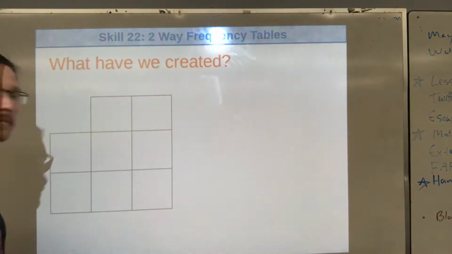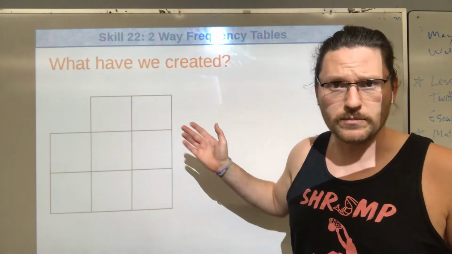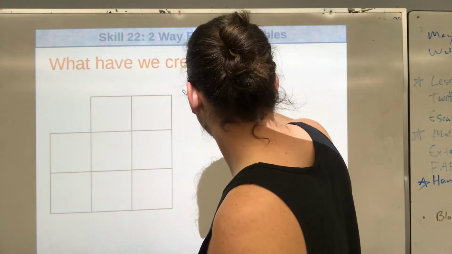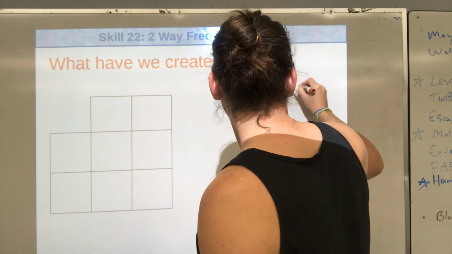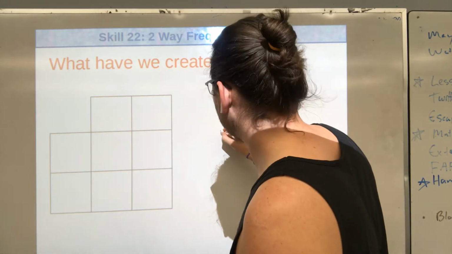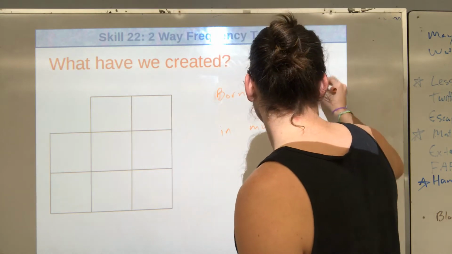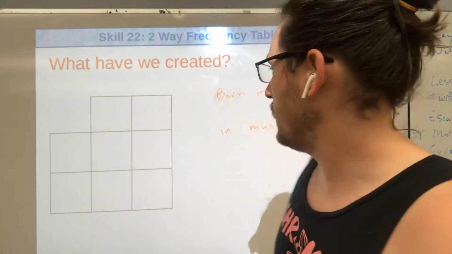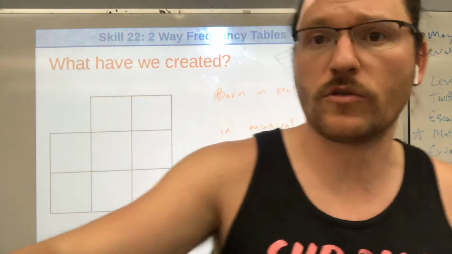Okay? We're basically going to start looking at these things called two-way frequency tables. So I want you in your mind to answer 2 questions, okay? Were you born in Seattle? Okay, that's a yes or no question. And were you going to be in the musical? Okay, each one of those questions can be expressed by a yes or a no, and we can basically put that data into a table that we can use to answer all sorts of questions, okay?